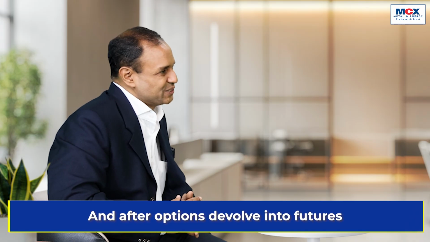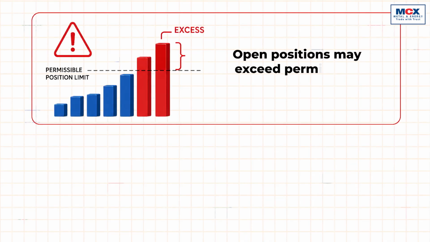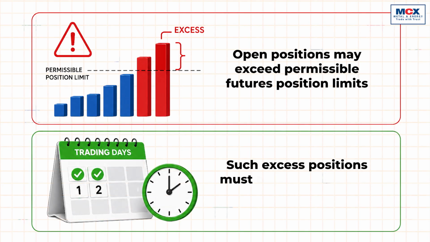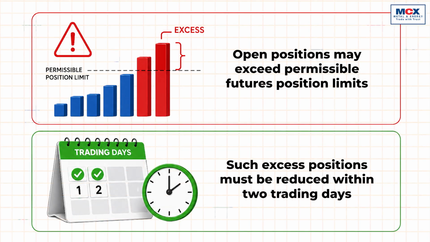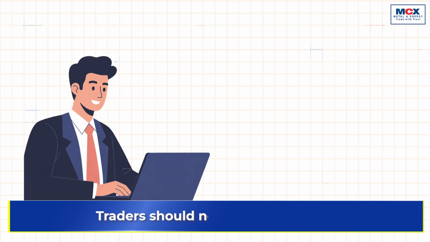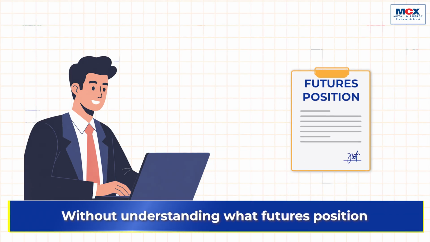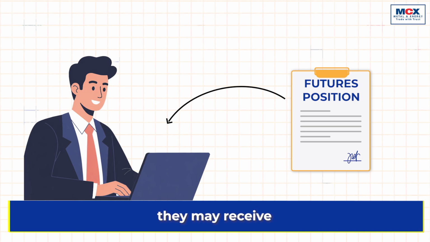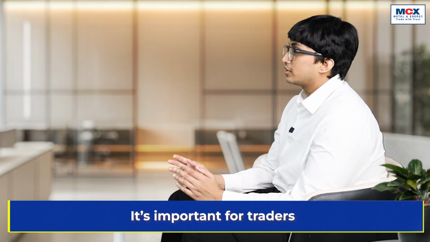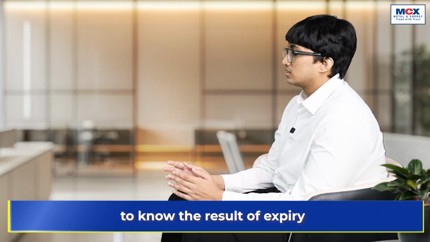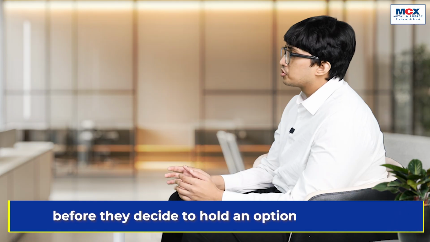Yes, and after options devolvement to futures, open positions may exceed permissible futures position limits, and such excess positions must be reduced within 2 trading days. So traders should not wait until expiry without understanding what futures position they may receive. I understood this. It's important for traders to know the result of expiry before they decide to hold an option until expiry. You're absolutely correct.